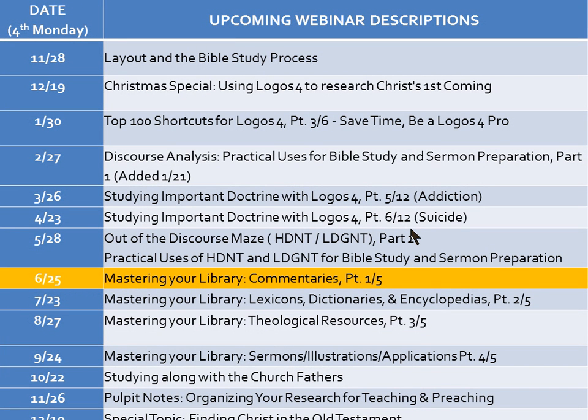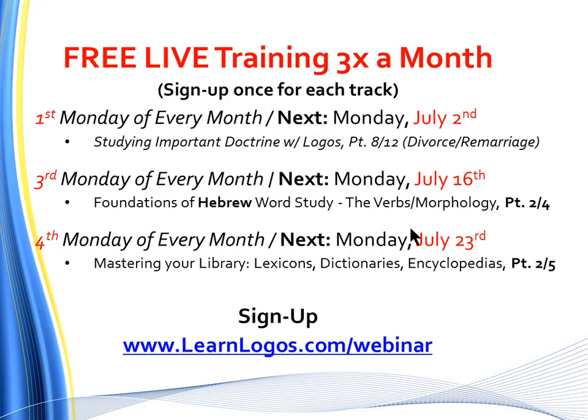Now, we are in the 4th Monday of the month. That's right, we're just about ready to end June. And this is Mastering Your Library, Part 1 of 5. You can see that Part 2 next month, a month from now, will be lexicons, dictionaries, and encyclopedias. Then Part 3 will be theological resources. And then Part 4 will be sermons, illustrations, and applications. And Part 5, I'm not sure which one that is, but I'm sure it'll be a good one. So we've got those coming up a month from now and so forth.